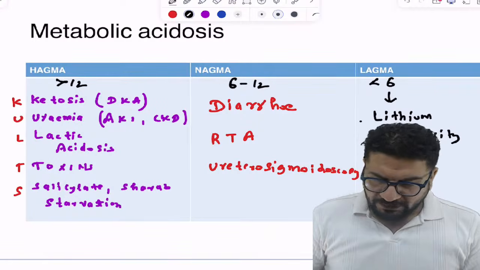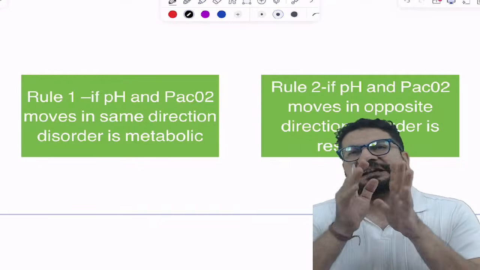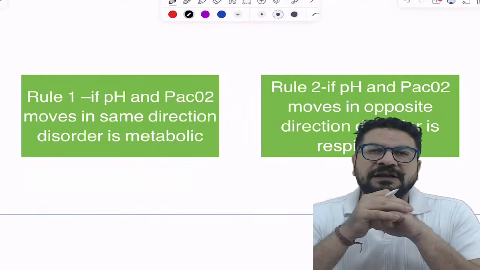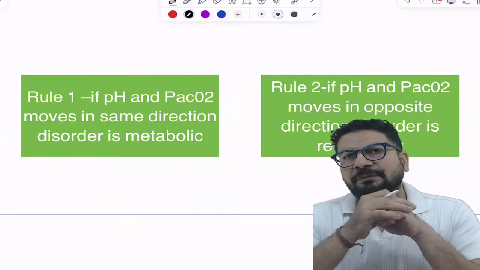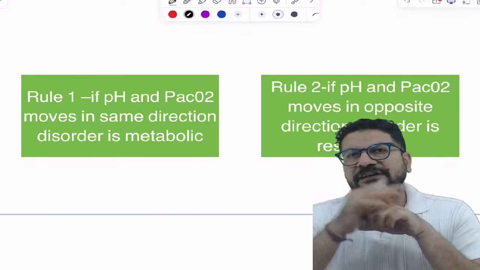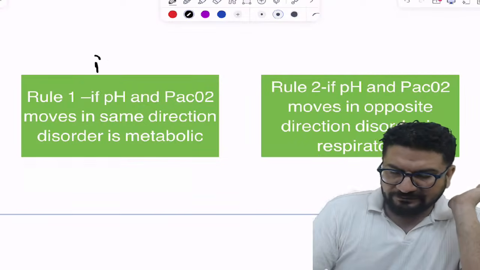Simple. Okay, now look at the screen. So for ABG we have a rule. If pH and PaCO2 move in same direction, then disorder is metabolic. If they move in opposite direction, opposite means reverse direction, then disorder is respiratory. Then what you have to do, you have to see the pH. So this is rule number 1.